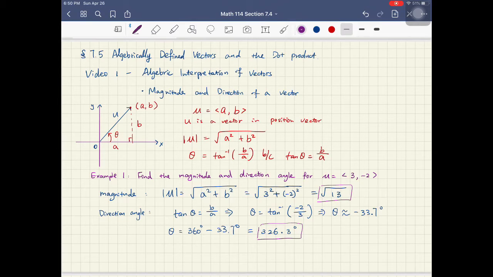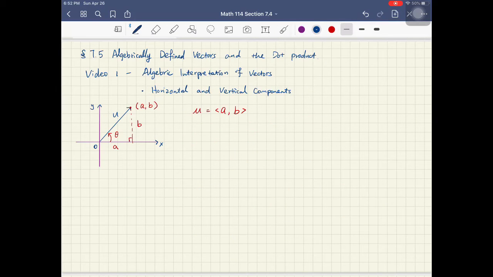The reason we end up with -33.7 is that if you plot 3, -2 on the xy plane, you end up with vector u sitting in the 4th quadrant. So that's why from the inverse function, tangent inverse, you got a negative theta, which is only measured from the positive x direction going clockwise.